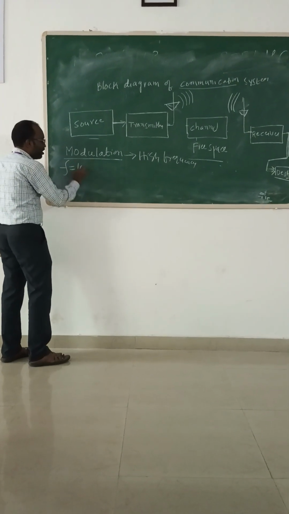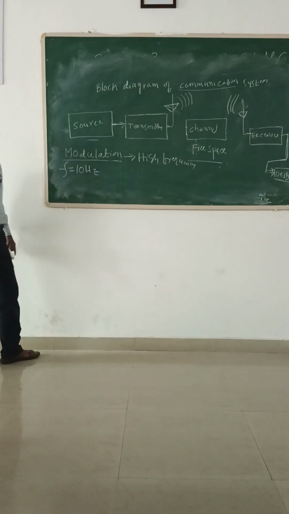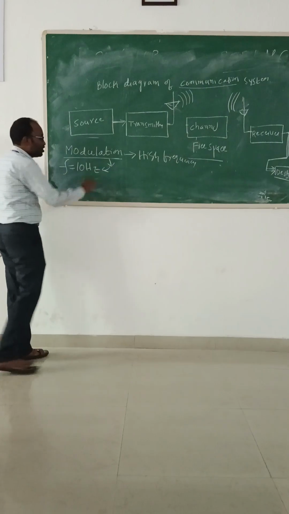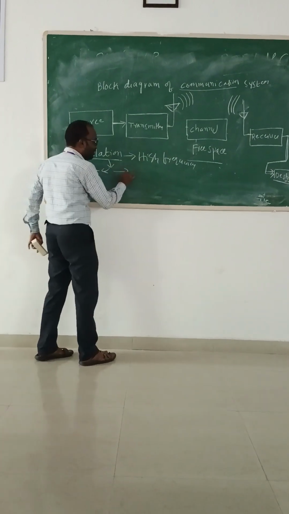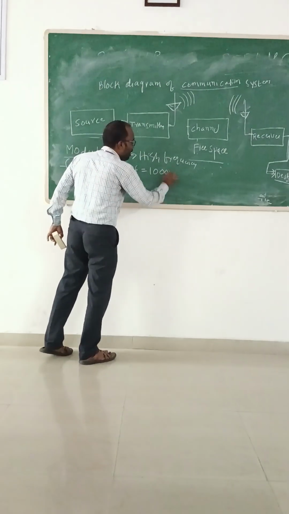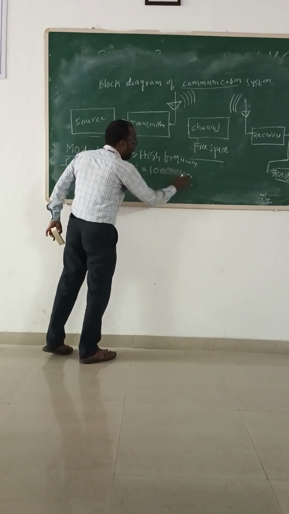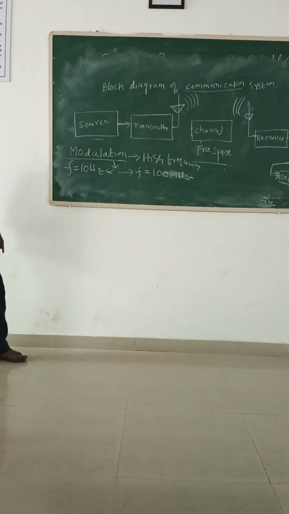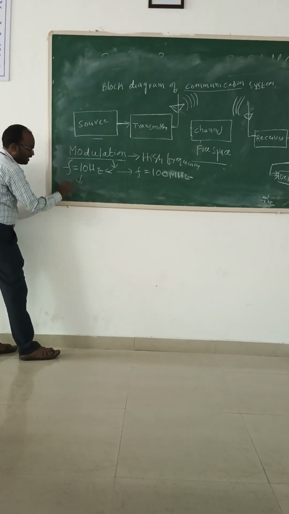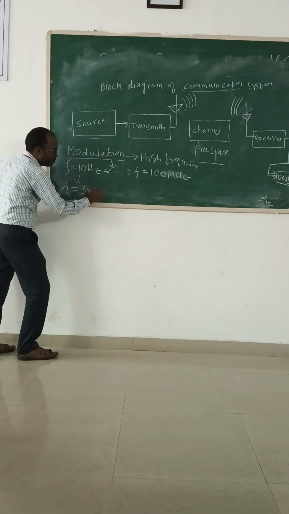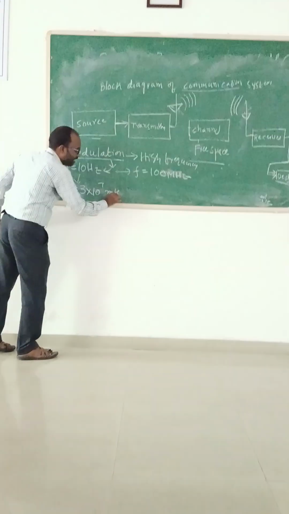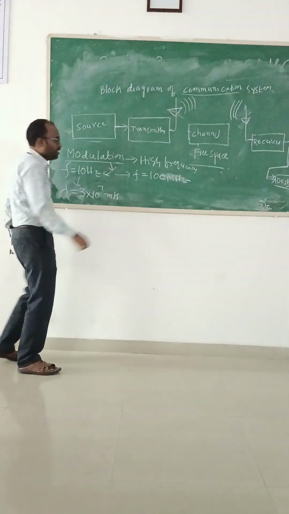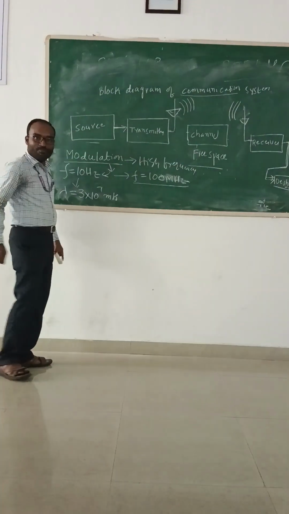Suppose I want to send an information signal of 10 hertz. If I apply modulation over the 10 hertz signal, the same signal will be converted into, sorry, around 100 megahertz by using the modulation process. We have already calculated the antenna length for transmitting the 10 hertz signal, that is 3 into 10 power 7 meters. After applying modulation on the same signal, we are converting it into a 100 megahertz signal.